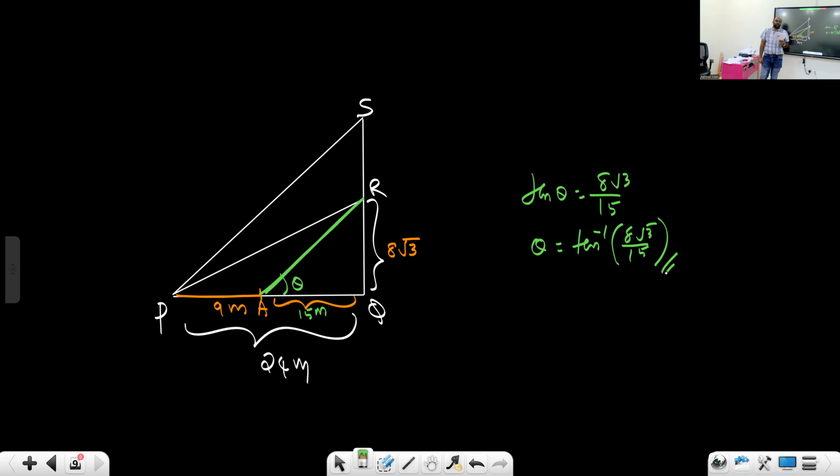A boy 4 meters tall spots a pigeon sitting on the top of a pole of height 54 meters. Question number 17. A diagram is given. Please draw the diagram.